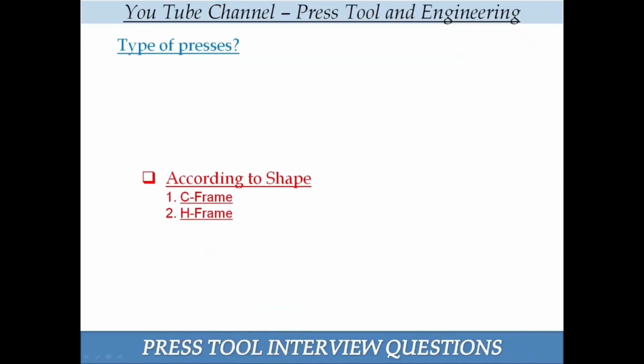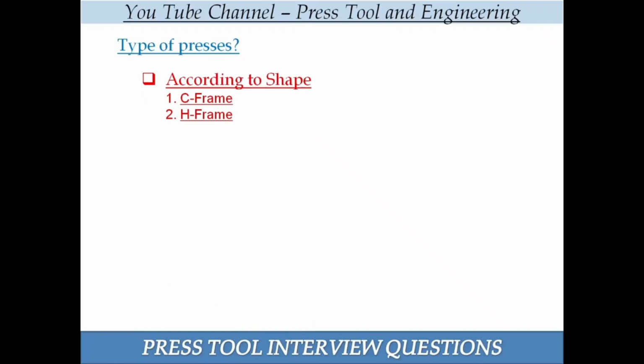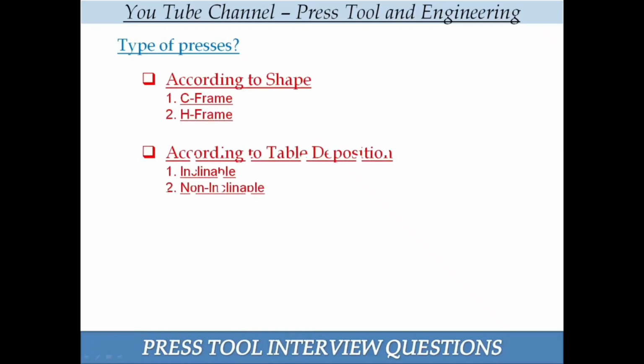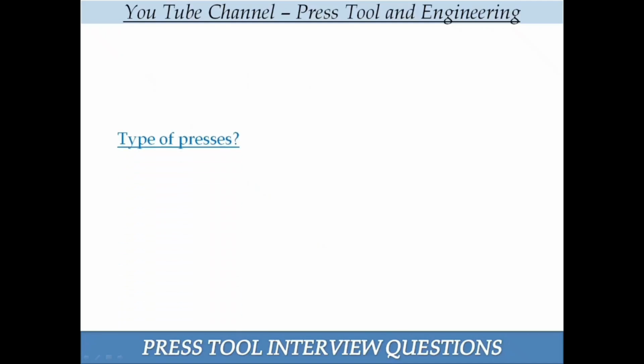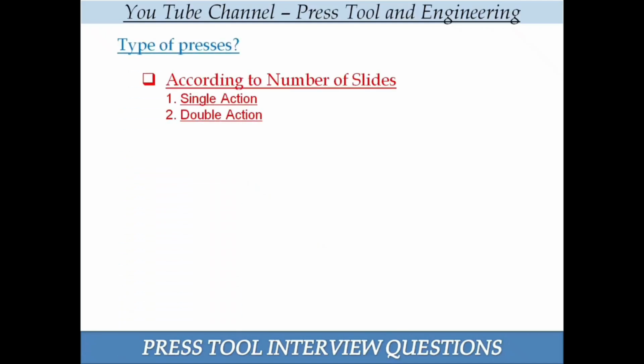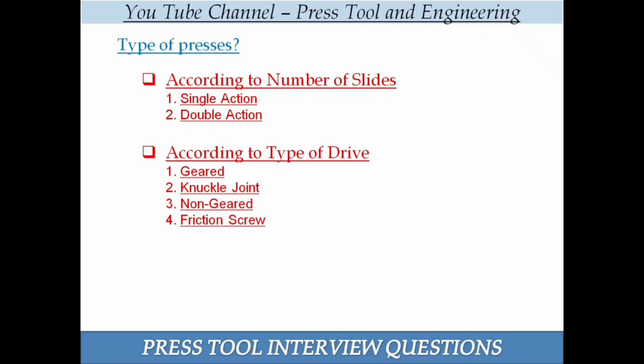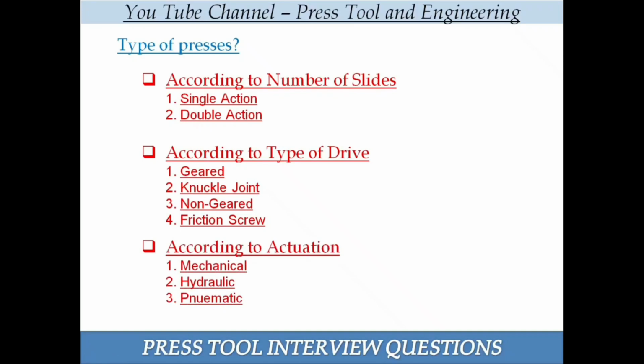Types of presses according to shape: C frame and H frame. According to table disposition: inclined or non-inclined. According to stroke: fixed stroke or variable stroke. According to number of slides: single action or double action. According to type of drive: geared, knuckle joint, non-geared, and friction screw. According to actuation: mechanical, hydraulic, and pneumatic.